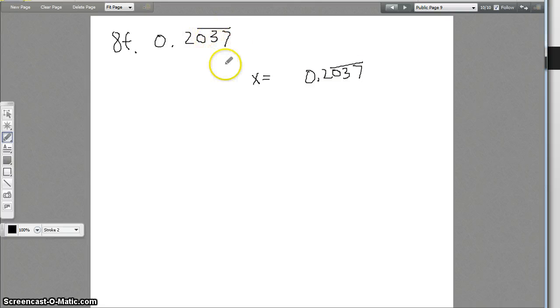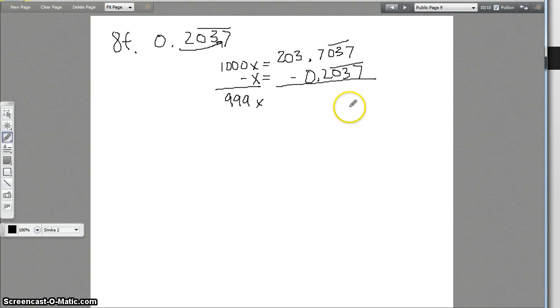Our period is 3. That means we need to multiply the x by 1,000, 3 zeros. So if we move the decimal place over 3 places, what we have is 203.7037. So we got to do this to make our repeating part line up. Now we're going to subtract. 1000x minus x is 999x.